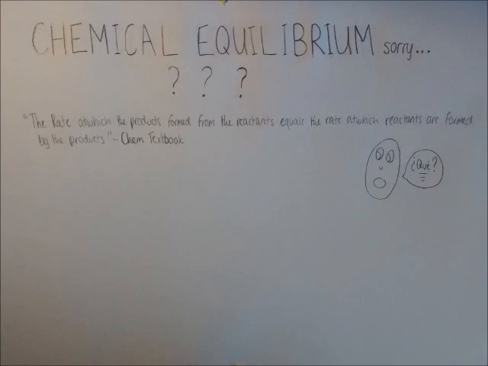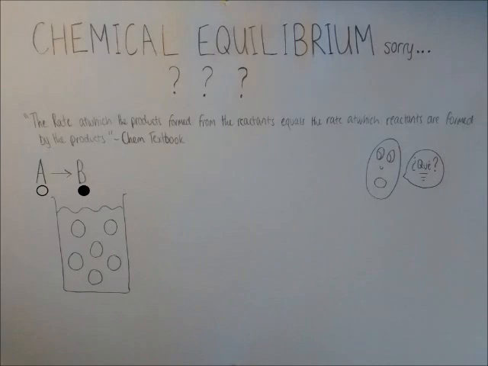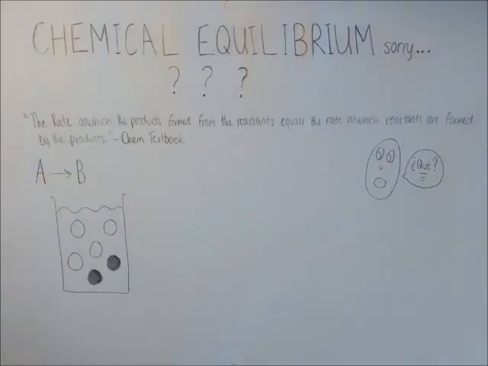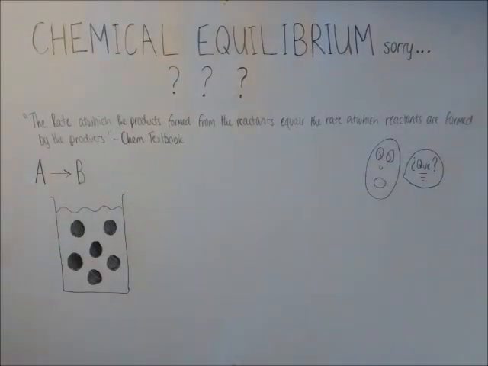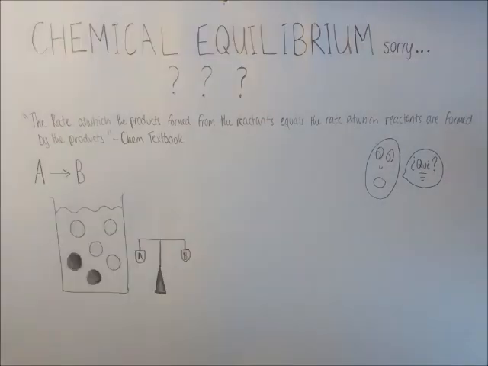Say we have a simple reaction. A goes to B. So we have a beaker filled with A, and eventually it starts generating B. Now junior science would tell us that the reaction occurs until all A is gone. That is, it goes to completion. But equilibrium says they find a balance between both points.